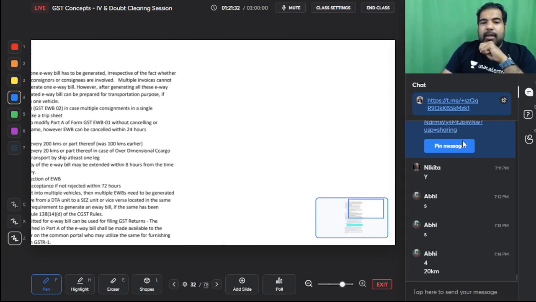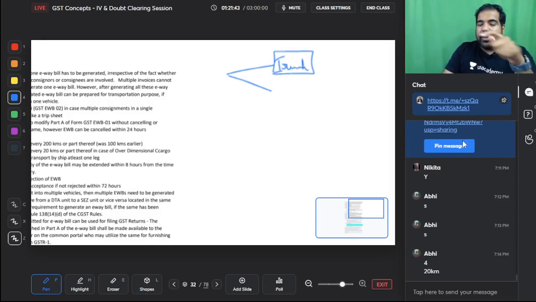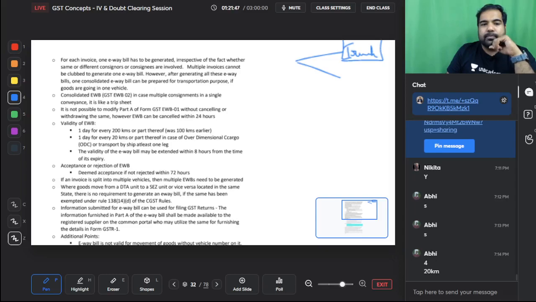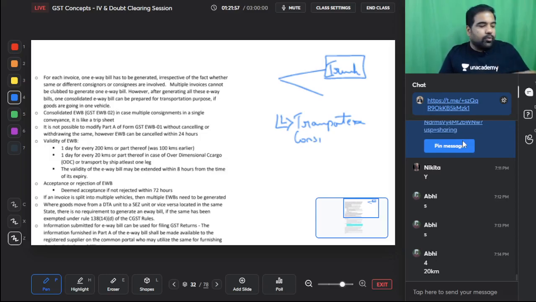Yes. If your goods are going in 2 different trucks, you will need 2 different e-way bills, and every time a truck is stopped, the e-way bill vehicle number should match with the actual truck number. They should be matching. Next, the transporter can generate a trip sheet or a consolidated e-way bill. A consolidated e-way bill is nothing but like an index of a book. It has details of all the different e-way bills inside.